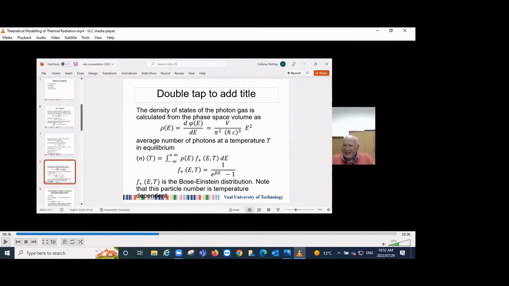The next slide. Yes, the density of states of the photon gas is calculated from the phase space volume, and it comes out proportional to E squared. From this density of states, we can calculate the average number of photons at temperature T in equilibrium. That is calculated from this integral over all energies E, where rho of E is the density of states, and F plus of E and T is the Bose-Einstein distribution function, which describes the statistics of the photon gas. Please note that this particle number is temperature dependent. What consequences this has for the occupation number of the lowest possible energy state, we can see on the next slide.